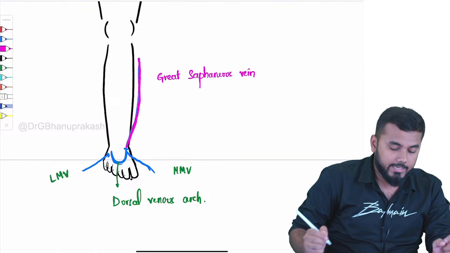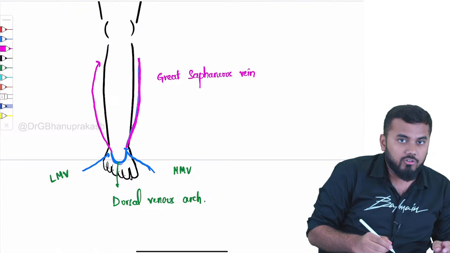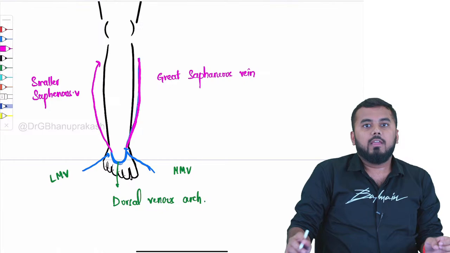Next important thing is that dorsal venous arch also drains into another vein. Look here, it is also draining into another vein. If I tell greater saphenous vein, on the other hand, it will be smaller saphenous vein. Smaller saphenous vein. If it is greater saphenous vein, it will also be smaller saphenous vein, right?